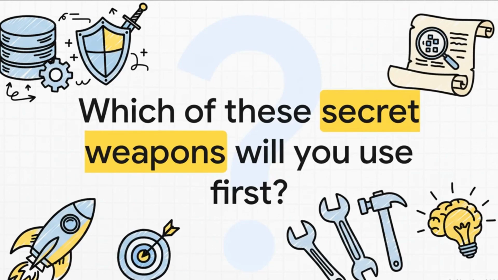So I guess the only question left is, when you think about the code you're working on right now, which one of these secret weapons are you going to unleash first?